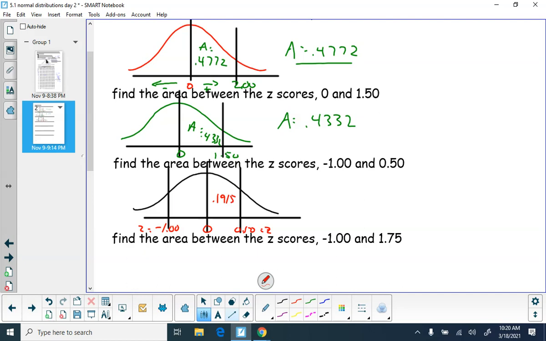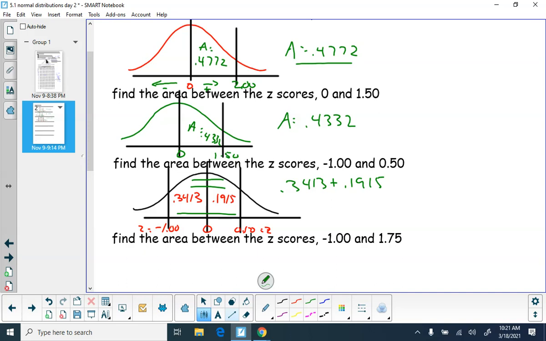So we can look up 1.00. We look up 1.00, Andrew, what do you get? 0.3413. Well, I want to find this entire area right here. So what should we do, Brianna, with these two values? Add them together. So we have 0.3413 plus 0.1915. Please show what you're doing with these numbers.